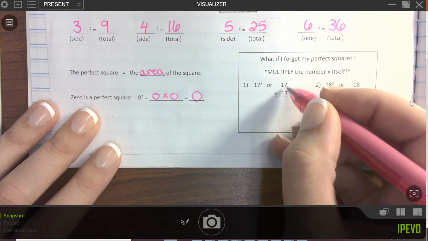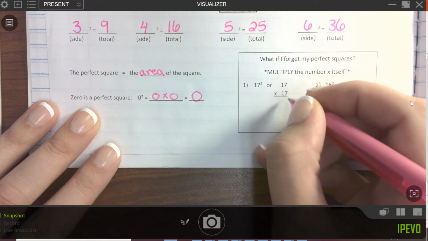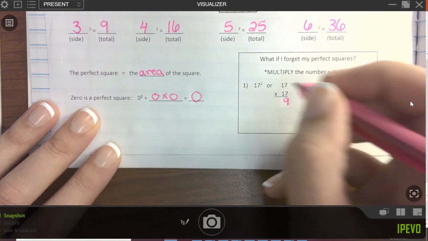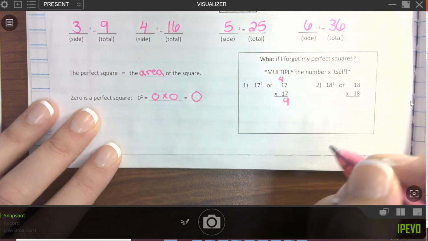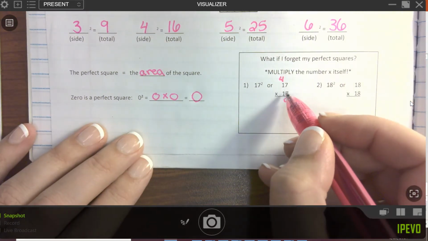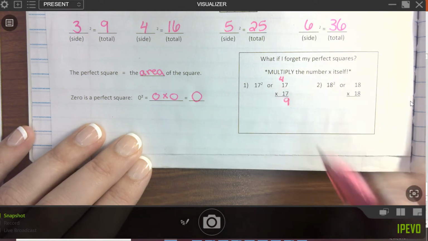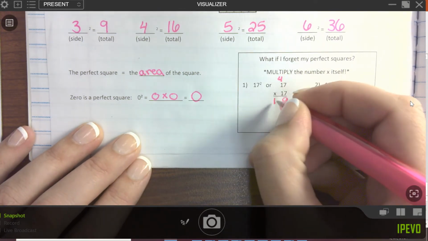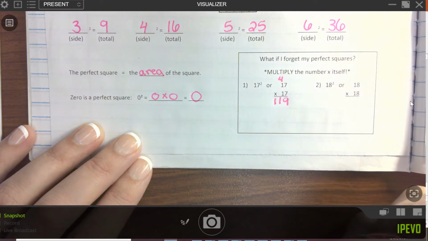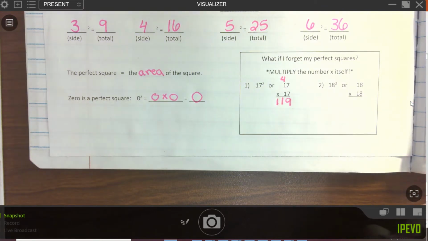So I would start by multiplying 7 times 7, which would give me 49. So I write the 9, carry the 4. Now I multiply that 7 times the 1. So 7 times 1, of course, would give me 7, plus 4 would give me 11. So at this point, I'm at 119, but I'm not finished yet.